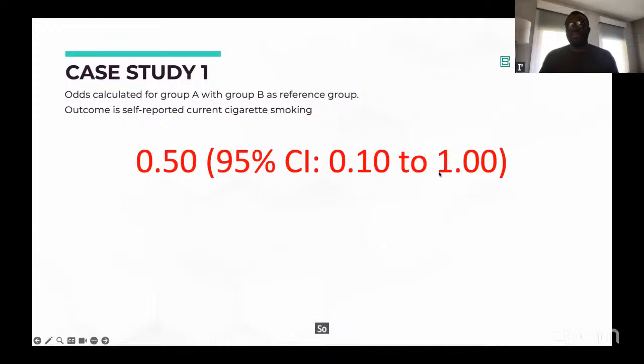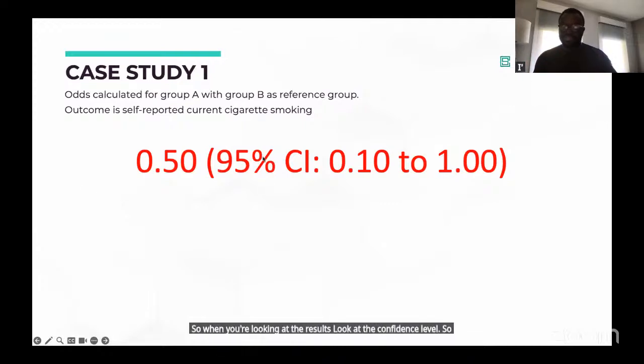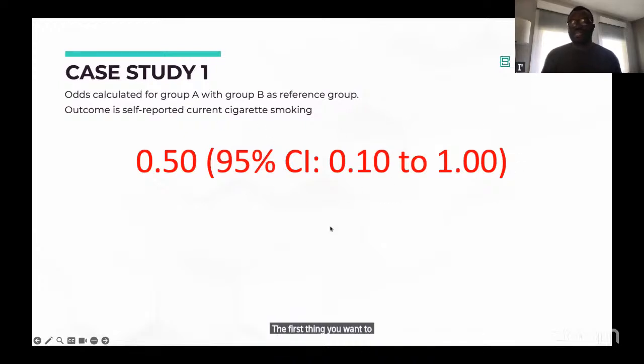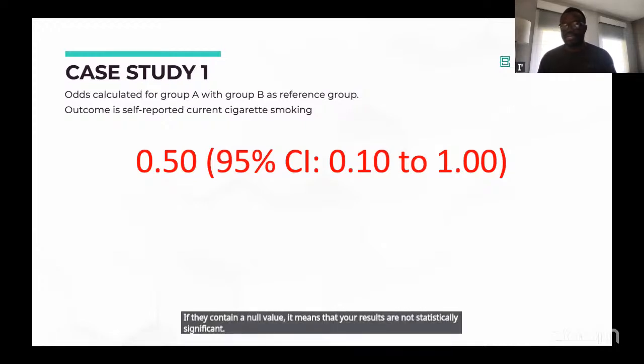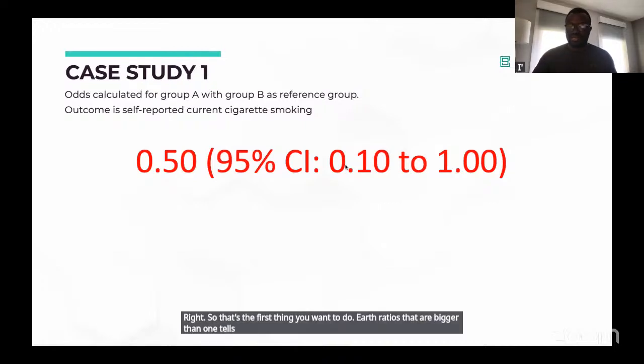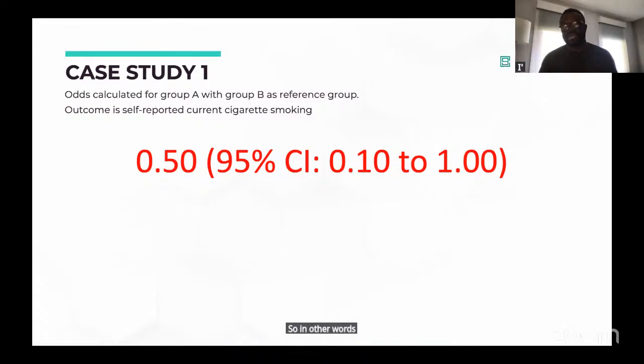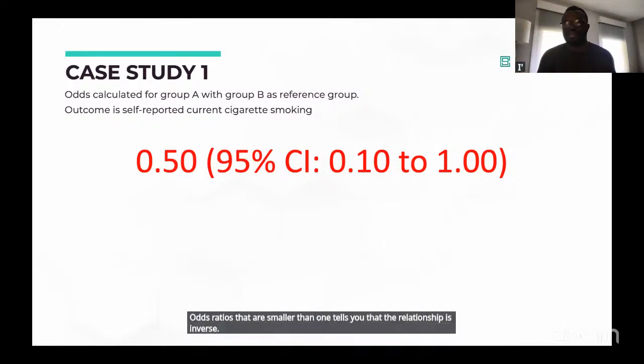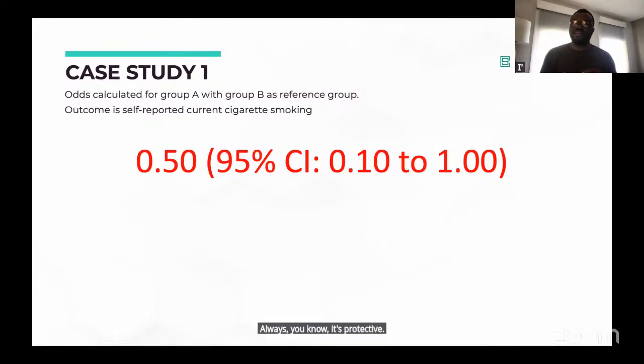So when you're presented with odds ratios, the first thing you want to do is look at the confidence intervals and see whether they contain the null value, which is 1. If they contain the null value, it means that your results are not statistically significant. Odds ratios that are bigger than 1 tell you that the relationship in question is positive. In other words, the odds increase as the exposure levels increase. Odds ratios that are smaller than 1 tell you that the relationship is inverse, or protective. In other words, the odds reduce with increasing levels of the exposure.